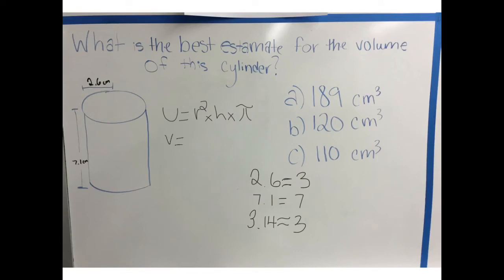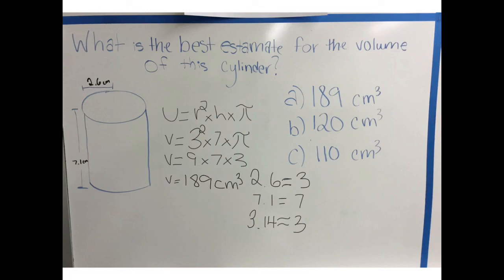V equals radius squared times 7 times pi. And 3 to the second power would be 9 times 7 times 3. V equals 189 centimeters to the third power.